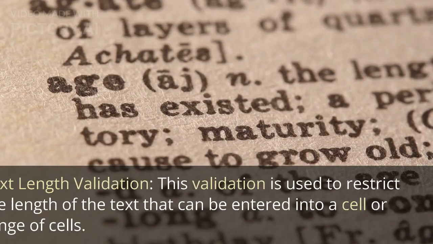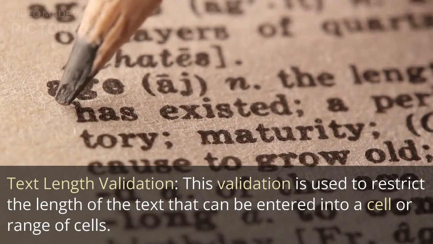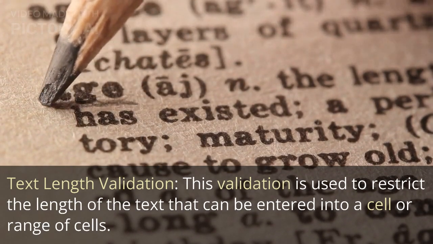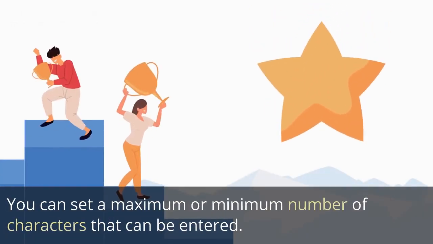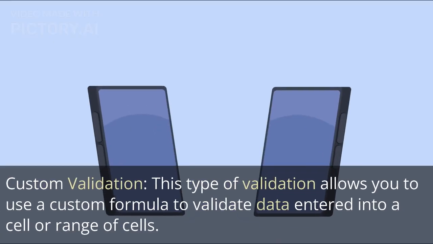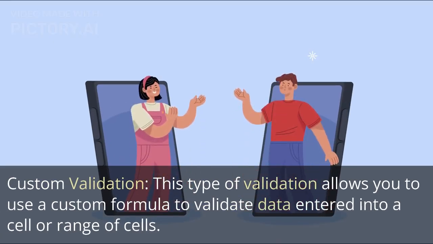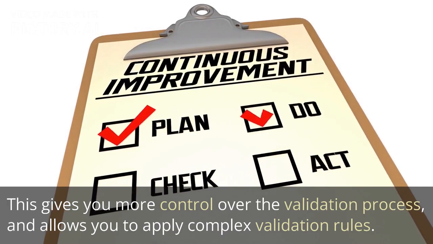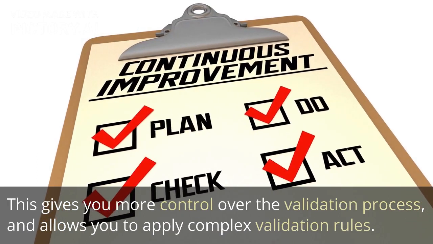4. Text length validation. This validation is used to restrict the length of the text that can be entered into a cell or range of cells. You can set a maximum or minimum number of characters that can be entered. 5. Custom validation. This type of validation allows you to use a custom formula to validate data entered into a cell or range of cells. This gives you more control over the validation process and allows you to apply complex validation rules.